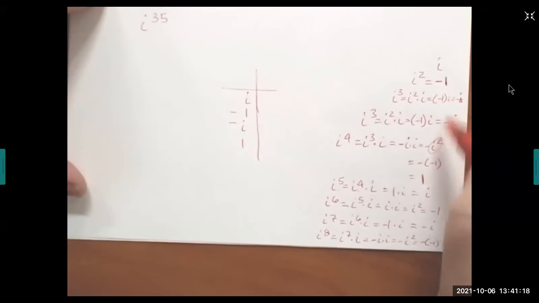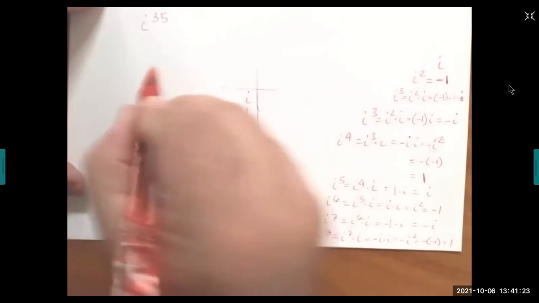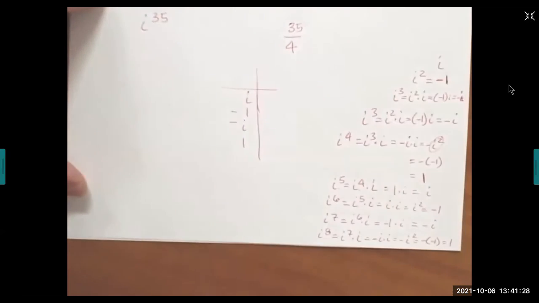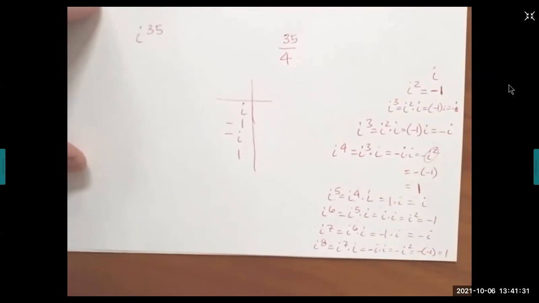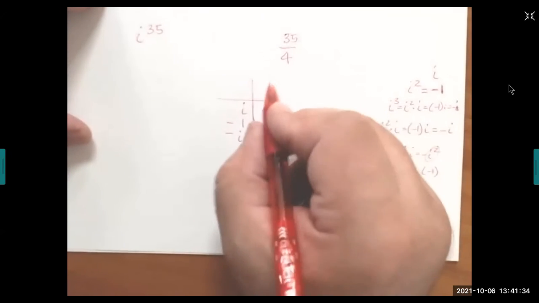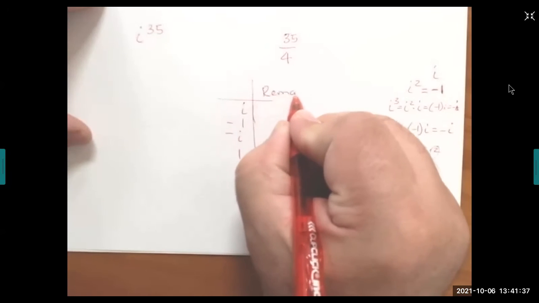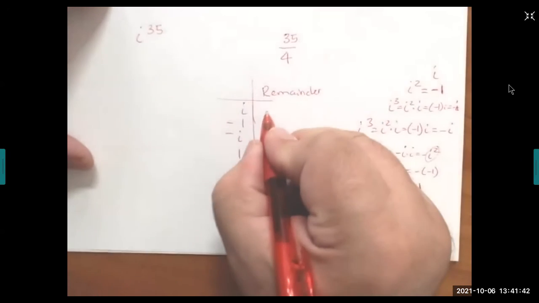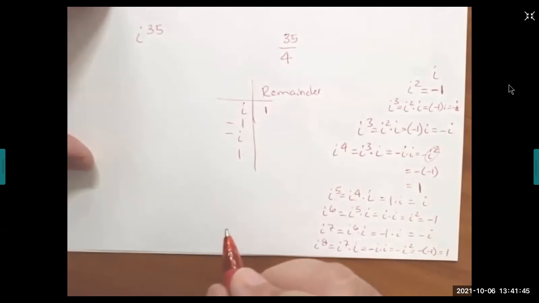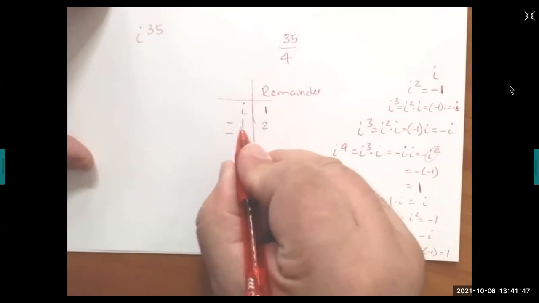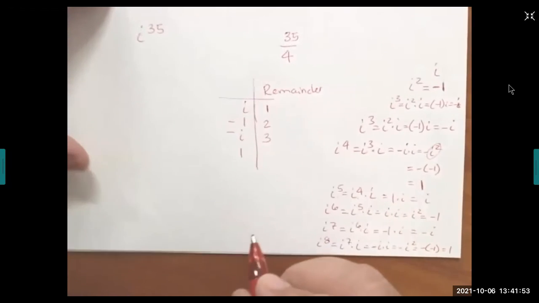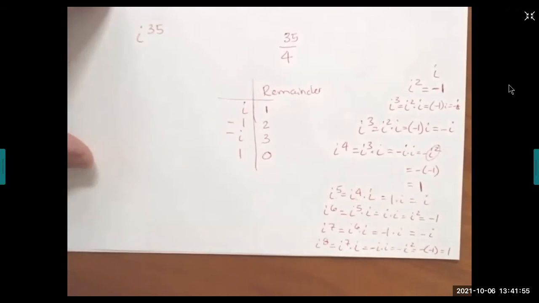Since they occur in groups of 4, if we take our exponent, 35, divide it by 4, whatever the remainder is will tell us what the answer is. If the remainder is 1, the answer is i. If the remainder is 2, the answer is negative 1. If the remainder is 3, it's negative i. And if there's no remainder, the answer is 1.